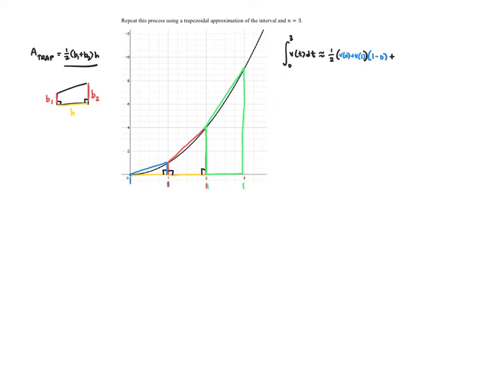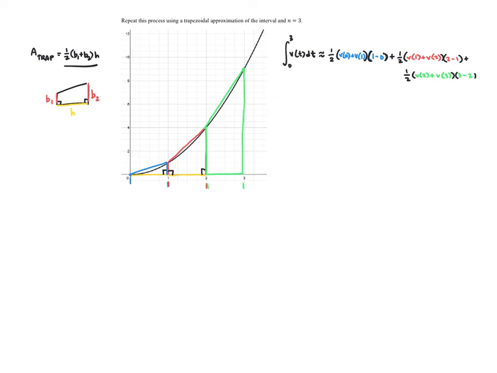Let's do the same thing for the second interval. It'll be 1/2 v1 plus v2 times 2 minus 1, plus, I'll move this down just for space, v2 plus v3 times 3 minus 2.